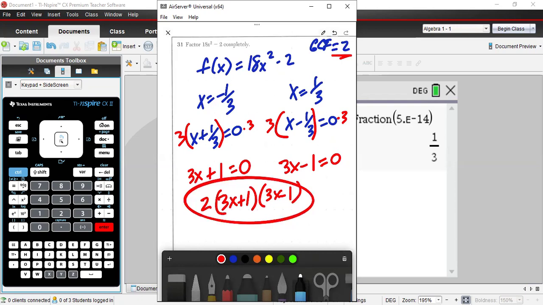That's it. So make it into a function, find the GCF for the terms, and then find the zeros once you graph it. If the zeros are decimals, you've got to change them to fractions. Then you've got to get rid of the fractions by multiplying by whatever the denominator is. And then you've got your factors. And once you get your factors, put them together, and do not forget to put the GCF on.